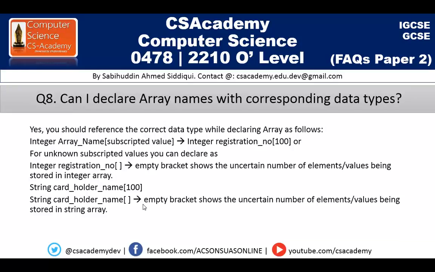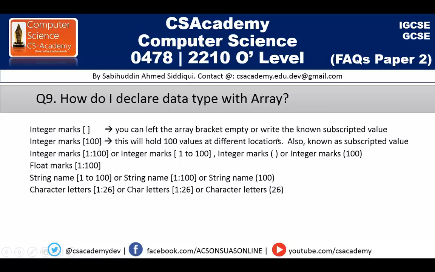Question number 8. Can I declare array names with corresponding data types? Yes, you should reference the correct data type while declaring an array as follows. Integer array name, this is the syntax. The subscripted value means the total number of elements going to be stored. You can see integer registration, I have used an underscore over here, and then I have used an underscore over here, right?